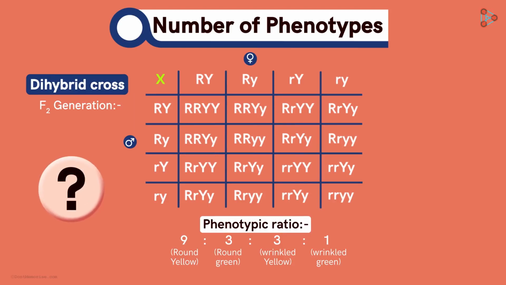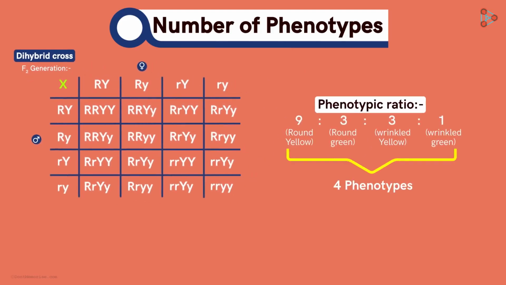What will be the number of phenotypes in the F2 generation? As there are 4 different varieties of plants, we can say that there are 4 phenotypes. You should know that a dihybrid cross always gives us 4 different phenotypes in the F2 generation. Now let's make it a bit more interesting.